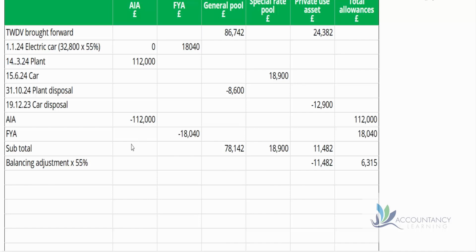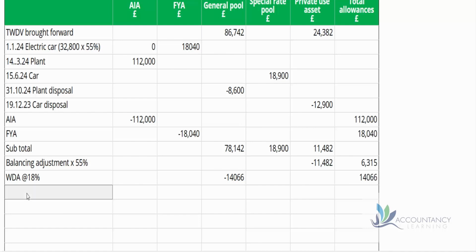Okay, what about the general pool and the special rate pool? So we can have our written down allowances. So first of all, at 18%, so that's going to be for the general pool. So 78,142 times by 18% gives us a writing down allowance of 14,066, and that allowance can be included in that final column.